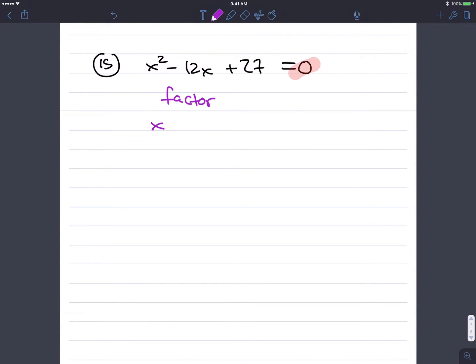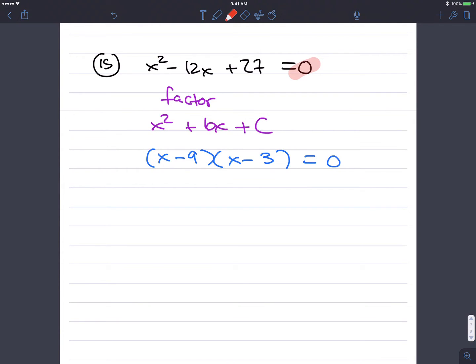What's the recipe? Chicken soup. Here we go. X and X. Your product is what? 27, and your sum is negative 12. So what are the numbers? Are they negative or positive? They're both negative. Good.